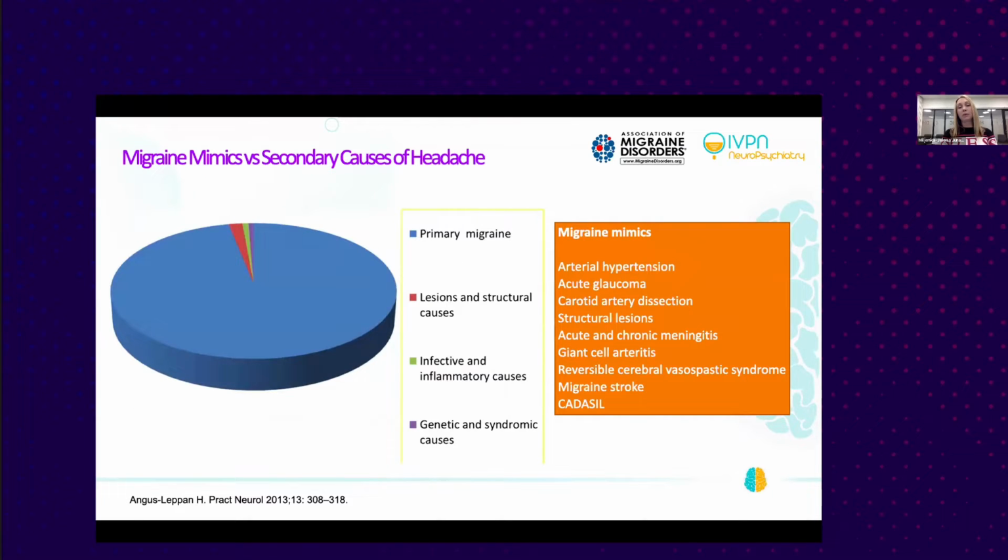How does it look like in a pie chart? So all of those migrainous headaches, they are most likely a migraine in about 95% of cases. But the rest will comprise of lesions and structural causes of infective and inflammatory disorders and genetic and syndromic causes. So other conditions mimicking a migraine, we call them migraine mimics.